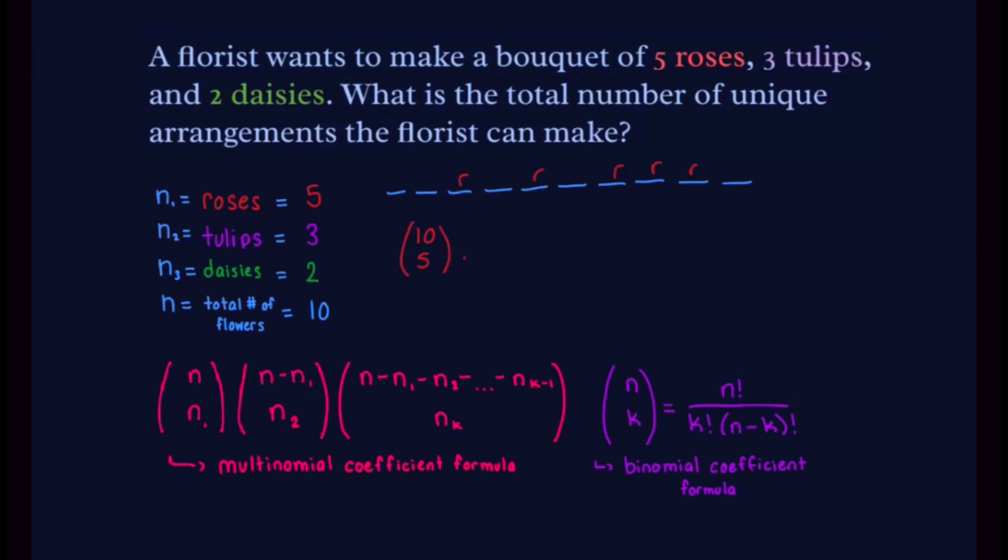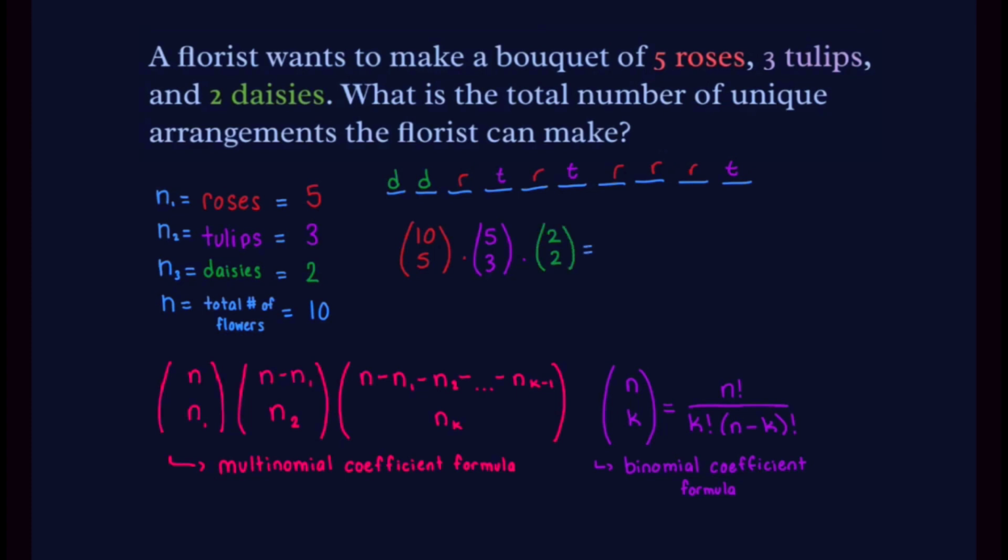Now 10 minus 5 is 5, so I have 5 spots left to allocate the rest of my flowers, and I would like to allocate my tulips first. So 5 choose 3 is our second component. And 5 minus 3 is 2, so I have 2 spots left for my leftover flowers, which are the 2 daisies. So 2 choose 2 is my last component.